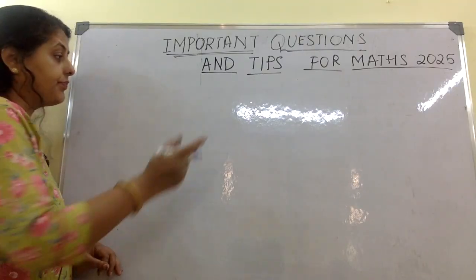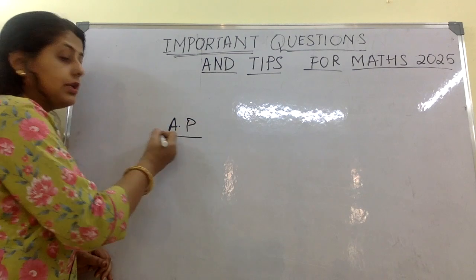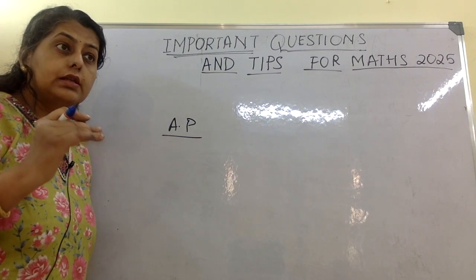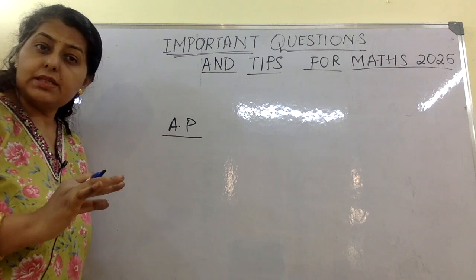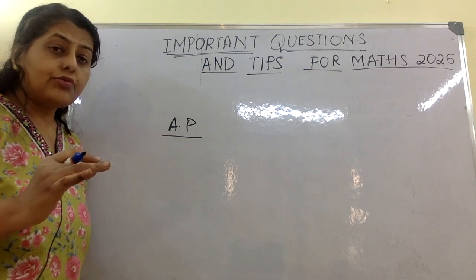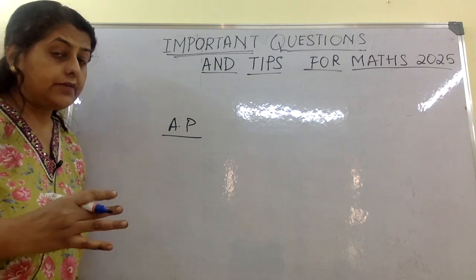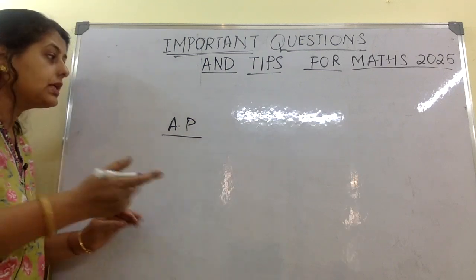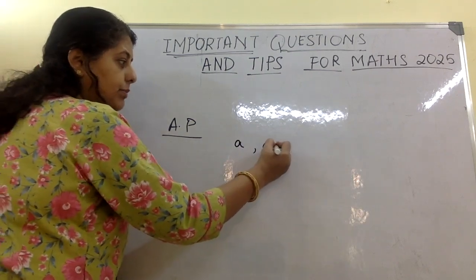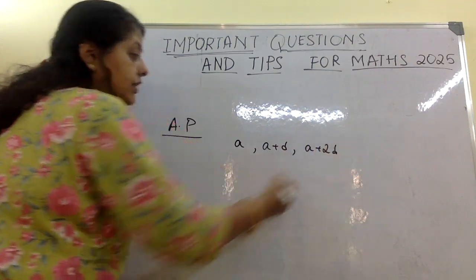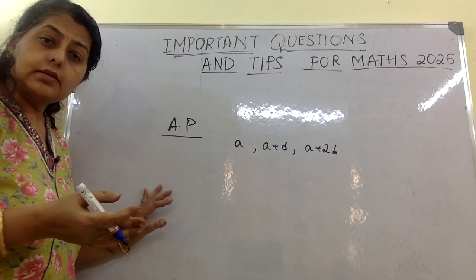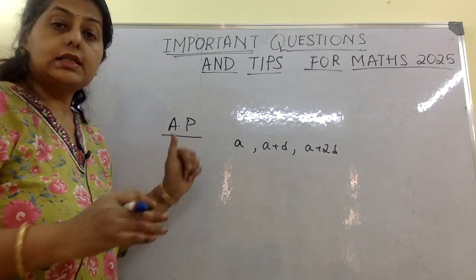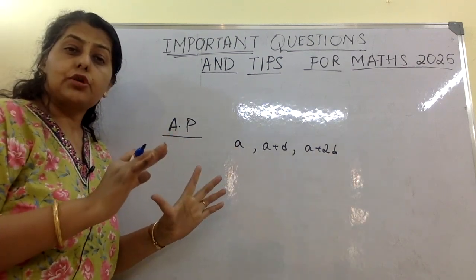Firstly, in AP, what do I have to tell you? Sometimes questions are asked like, there are 4 numbers in AP, their sum is this, their product is this. Then there are questions with 3 numbers, even 5 numbers, sometimes even 6 numbers. The moment they say 3 numbers in AP, many people take it as A, A plus D, A plus 2D, because you feel that whatever I take, as long as the common difference is right, it is going to come correct. It doesn't happen like this. If you take it like this, you will get completely trapped. You will not be able to finish the question.